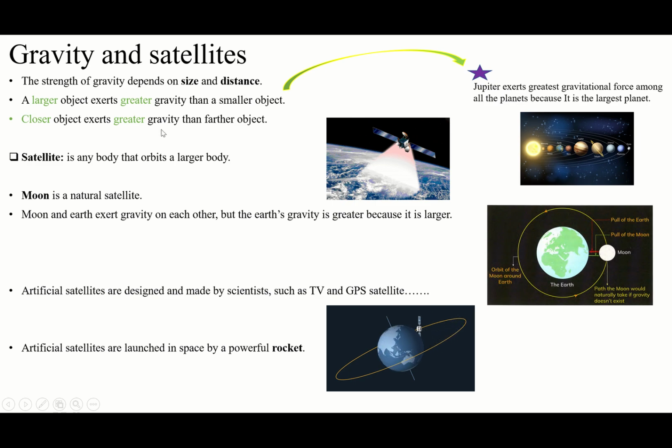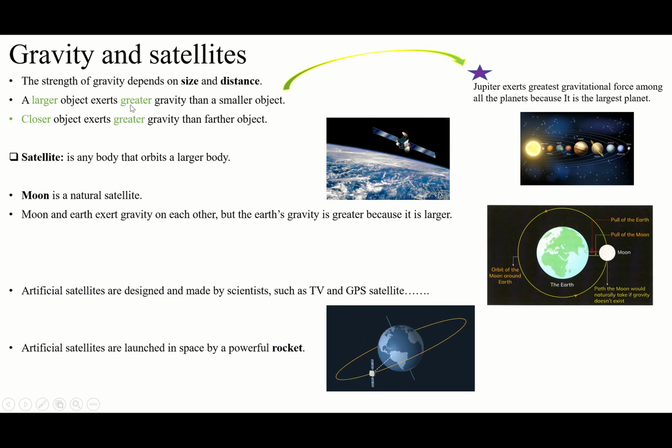So when we have two things, for example, like moon and earth, we depend on their size and their distance to determine which one has more gravitational force than the other one, which one is the stronger pulling force, attracting force. So let's see how the size is going to affect the gravitational force and how distance is going to affect it. So for the size first, a larger object exerts greater gravity.